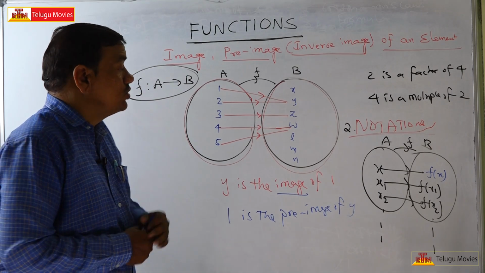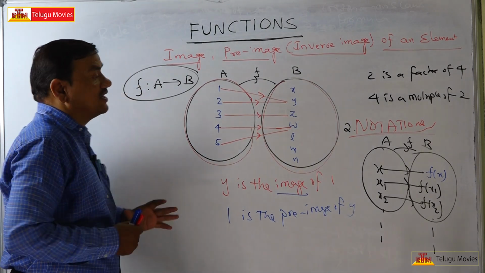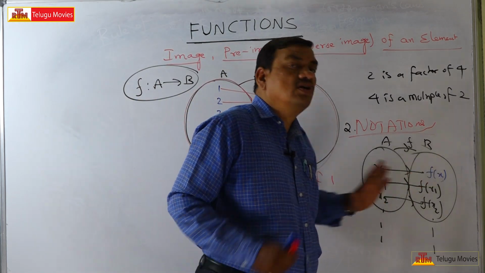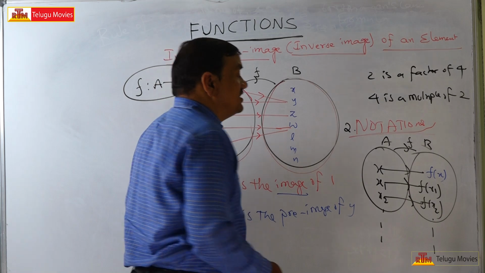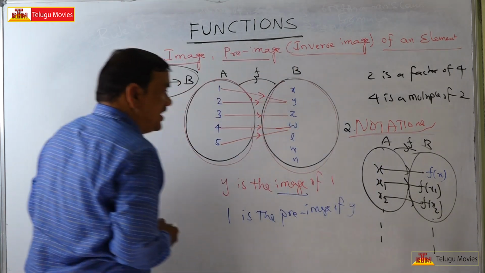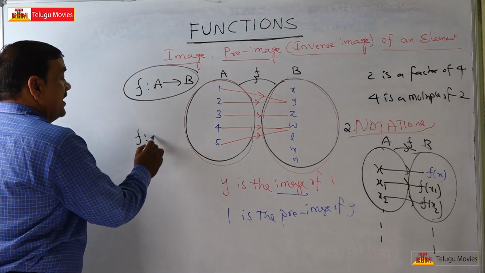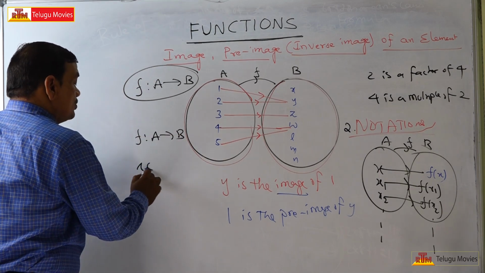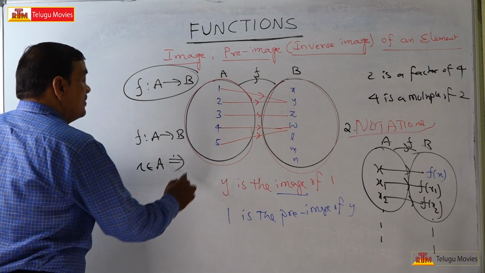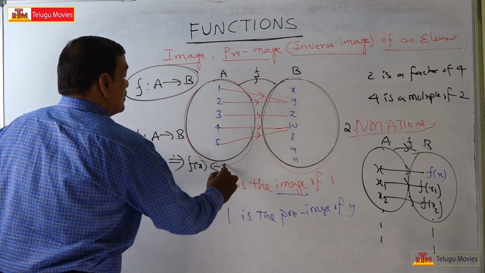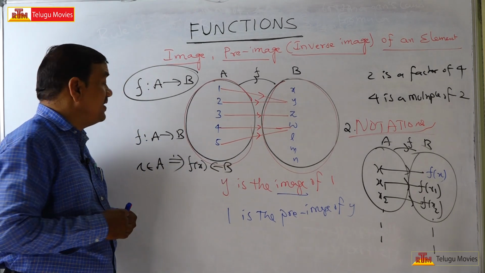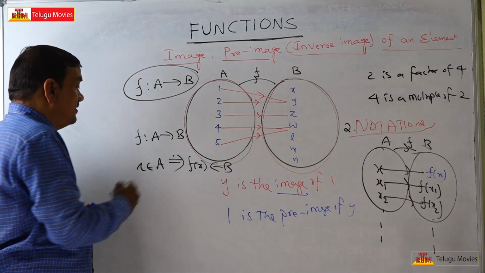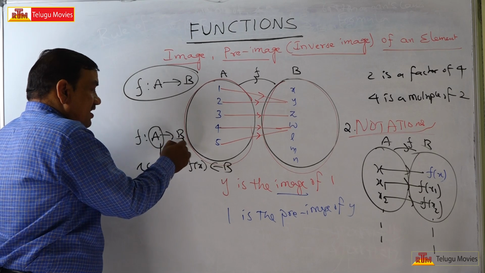So the second notation that we are getting in our function chapter is x, then f of x. Always remember that x belongs to A, and f from A to B is a function. X belongs to A, then f of x belongs to B. Where will f of x be? It will be in B.